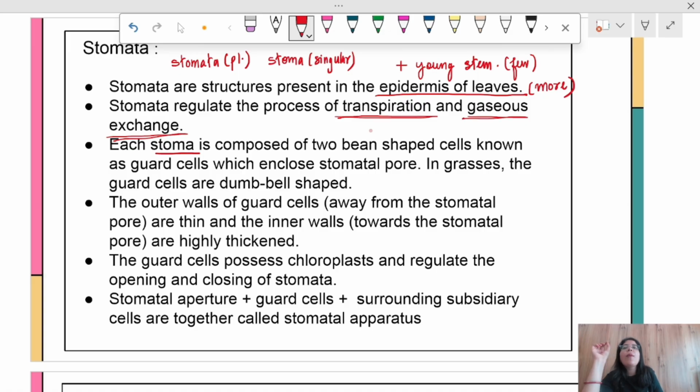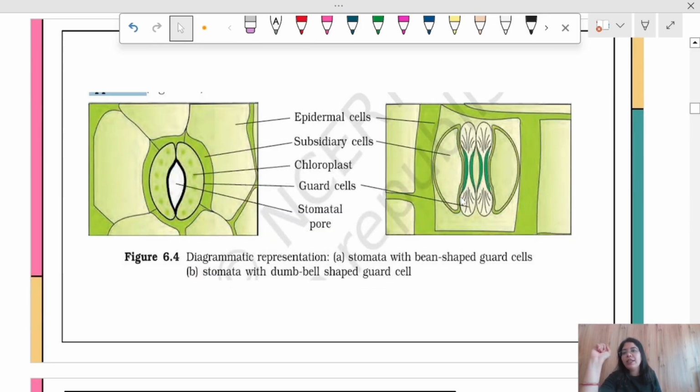So each stoma, if I talk about one such structure, each stoma is made up of two bean shaped cells which are called guard cells, which enclose a stomatal pore, right? And in grasses, the guard cells are not bean shaped, they are dumbbell shaped. So I'll show you one figure along with this explanation.